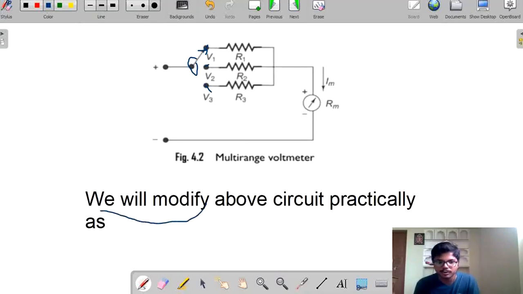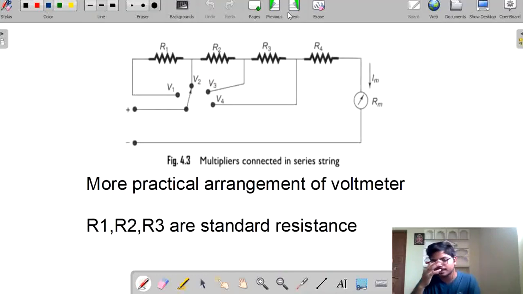Now we will modify the above circuit practically, as in our general practical voltmeters we have it in such a way that these resistances are connected in series format. In the ammeter they are connected in shunt format, but here we are connecting in series format. Now see, assume my input voltage as V. We have 4 terminals, connected in such a manner.